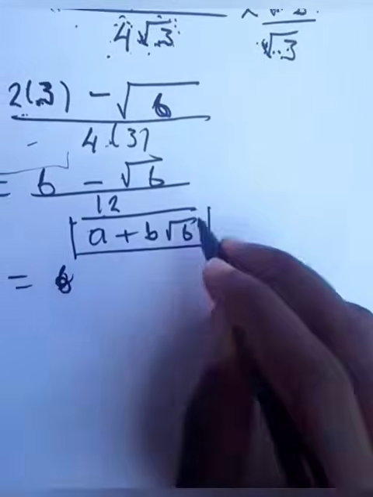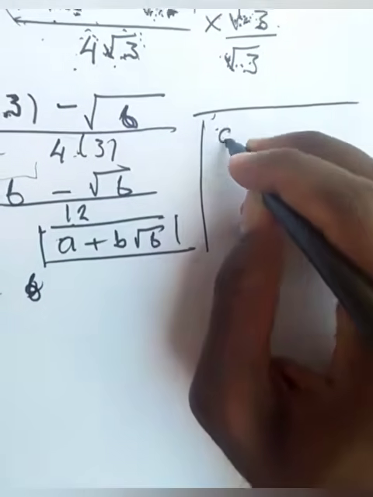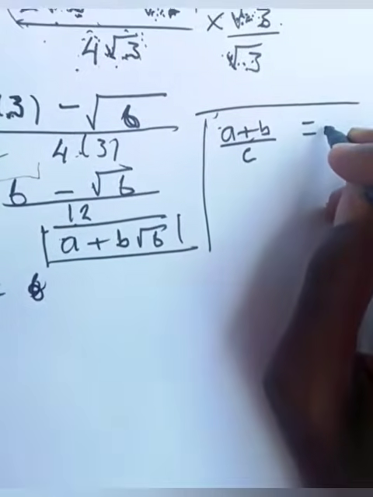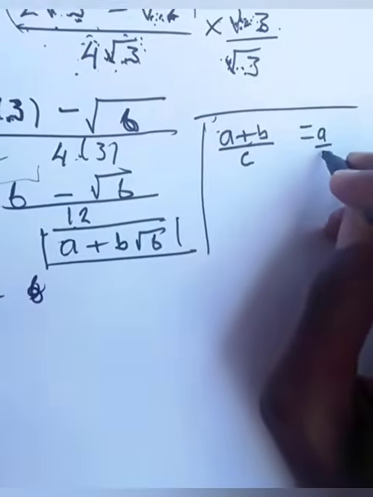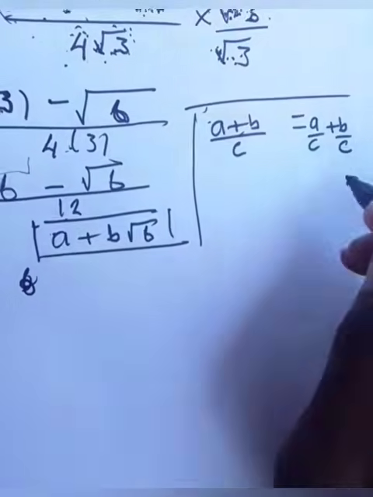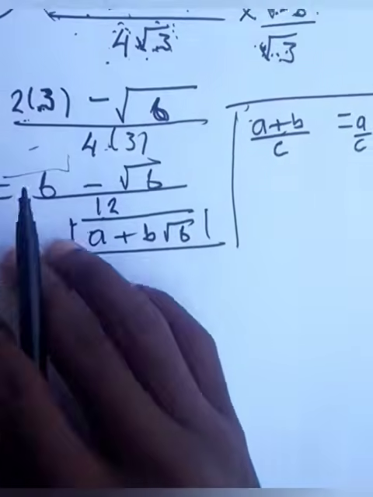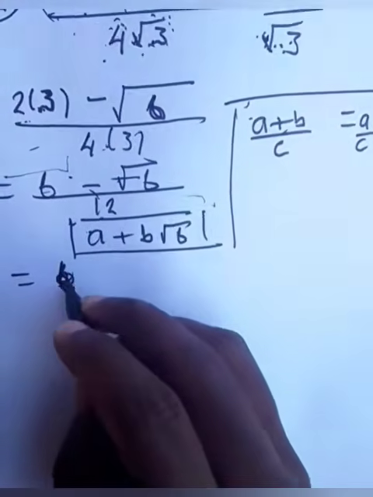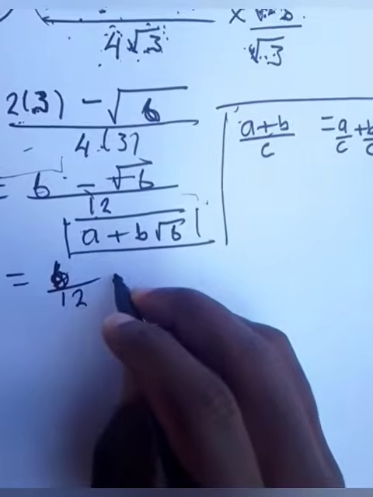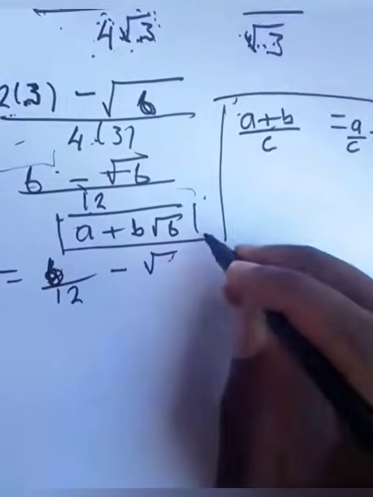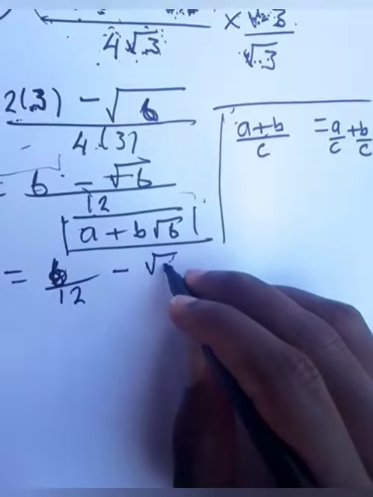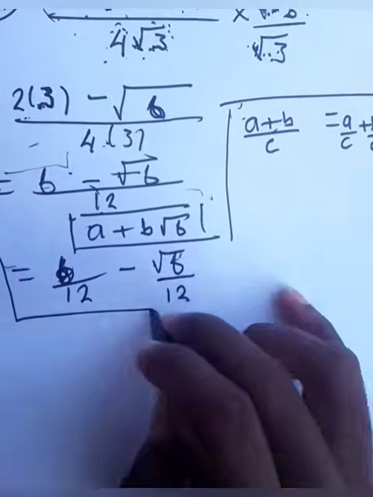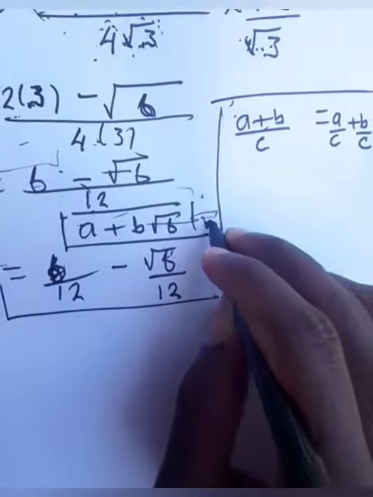So there's a concept in math that whenever you have a plus b over c, it is the same as a over c plus b over c. Have you seen? So meaning that even here, if I have this, it is the same as I have 6 over 12 minus square root 6 over 12. So by just doing this, we have left it in this format here.